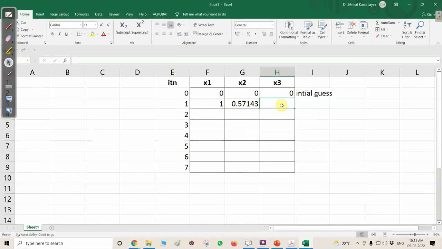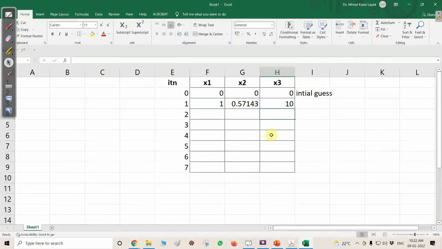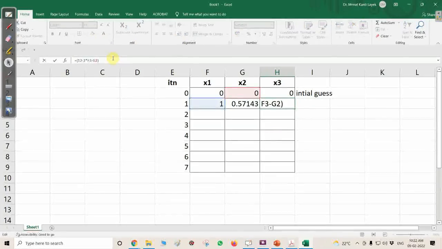And for the x3? 12 minus 2 star x1, minus simple x2, and this x2 will be there. Divided by 9. Only 9. Okay.